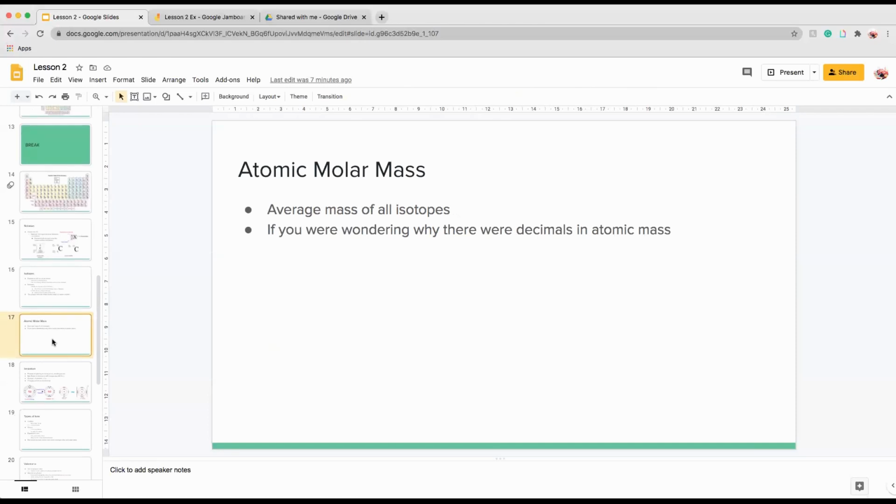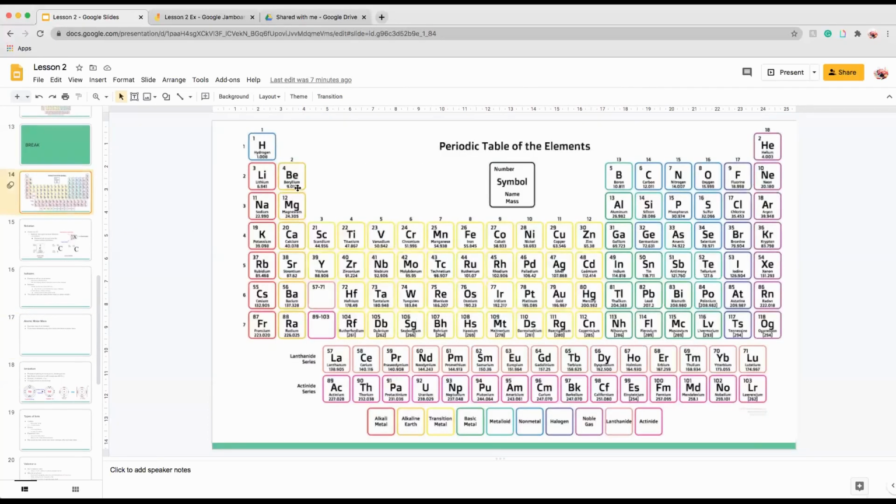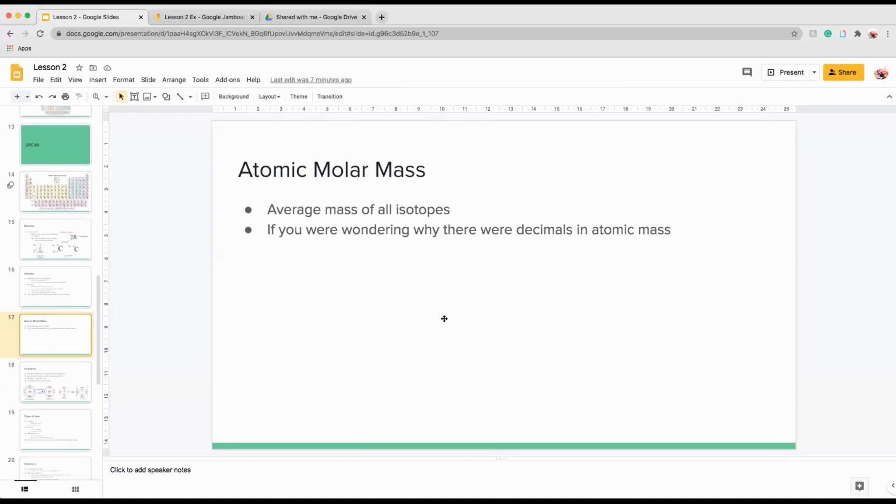Atomic molar mass. The average, this stuff here, that's the atomic molar mass, represented by A, I think. Average mass of all the isotopes. As I mentioned before, the reason it has decimals is because it's the average mass of all the different forms of that element with the different numbers of neutrons it can have.